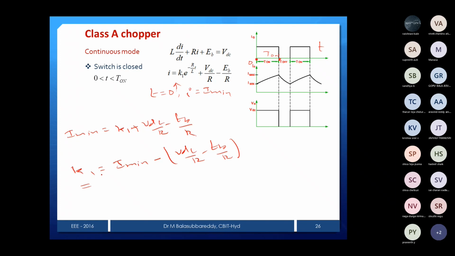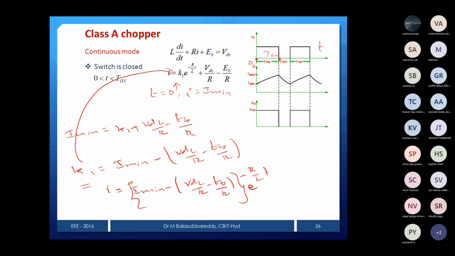Now you got the K1, and substitute K1 again in the same equation. Then what can I write? I is equal to K1, and K1 is nothing but I minimum minus VDC by R minus EB by R. This total K1 is multiplied with e power minus R by L into T, plus, as usual, VDC by R minus EB by R. So this is the equation after substituting K1.